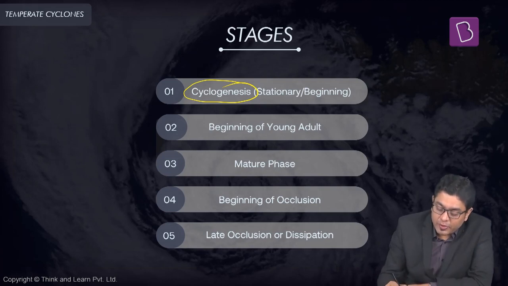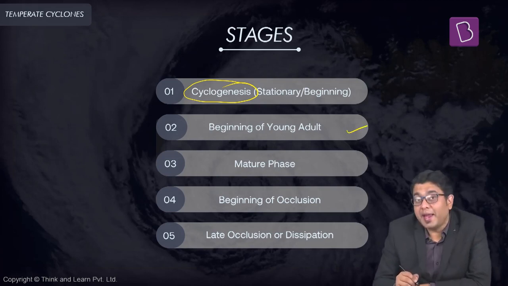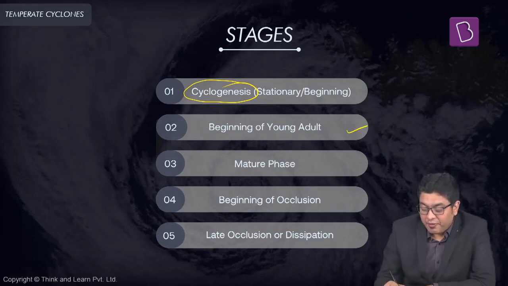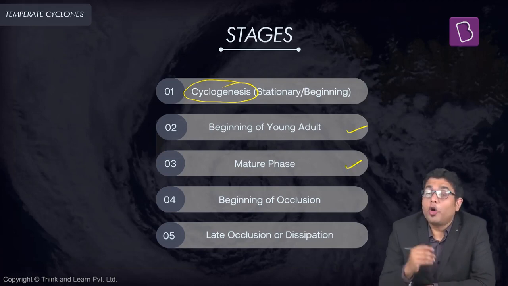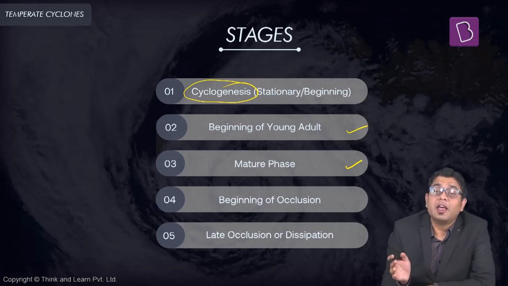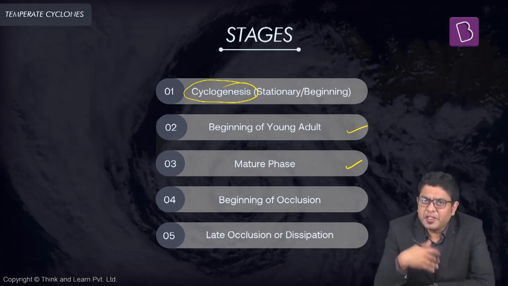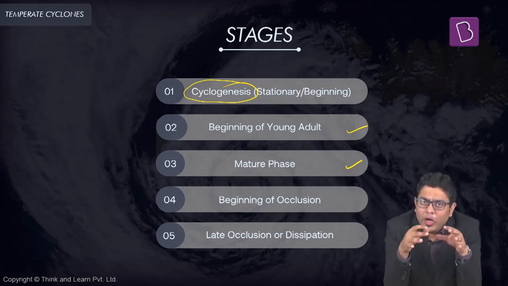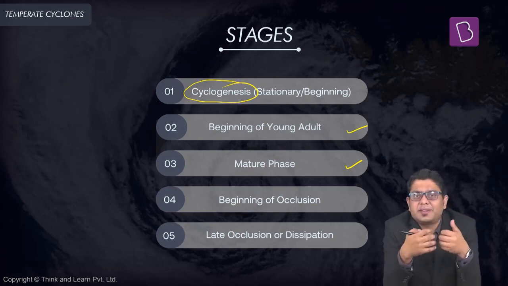Then after that, you have the beginning of a young adult. Then after that, we have the mature phase or the phase in which the cyclone is at its intensified best, or the stage where the wind velocity is at its maximum. After the mature phase, slowly and steadily the cyclone starts dying.